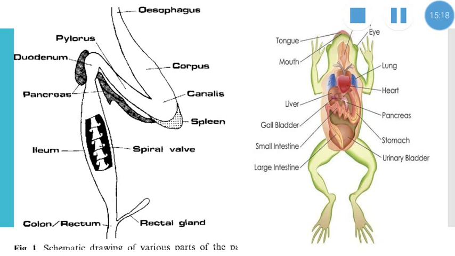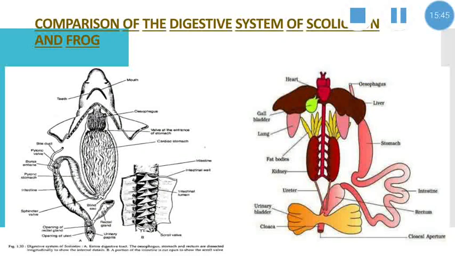In the case of the frog, the pancreas is an elongated, cream-colored, irregular gland and it lies between the stomach and duodenum. So here the pancreatic duct opens into the bile duct. So this is about the comparative anatomy of the digestive system of Scoliodon and frog.